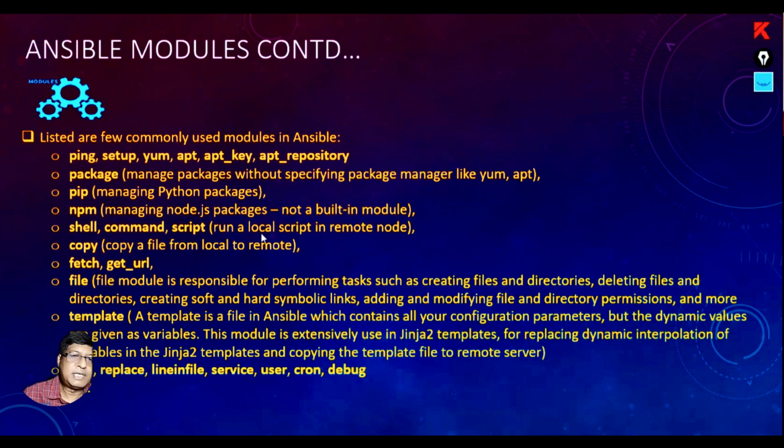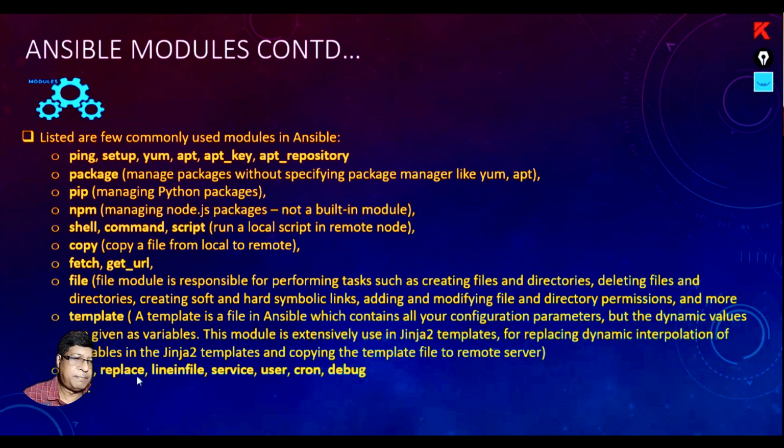Shell, command, script: these are all ways of running a shell script on the remote host. You can use these. Copy, the copy command, is also a module. Fetch, get_url, file: you can do lots of manipulations on a file. You can change the permissions, remove, create, or copy a file. So many things can be done with files. There is the Jinja2 template. Nowadays you have the Jinja3 template. If you put a template file and give it to the host, a lot of variables will be automatically configured. All these things we will learn.